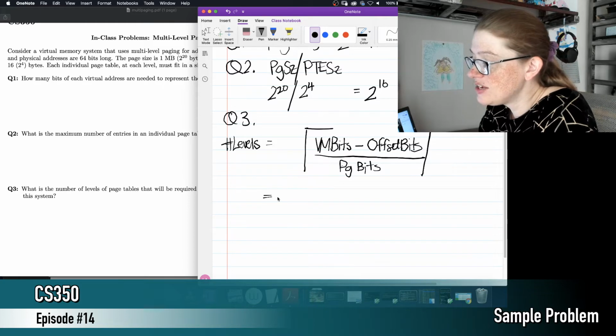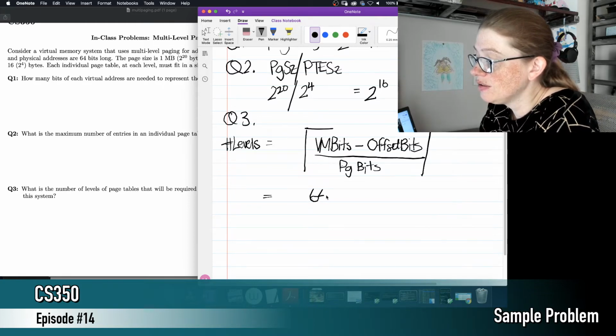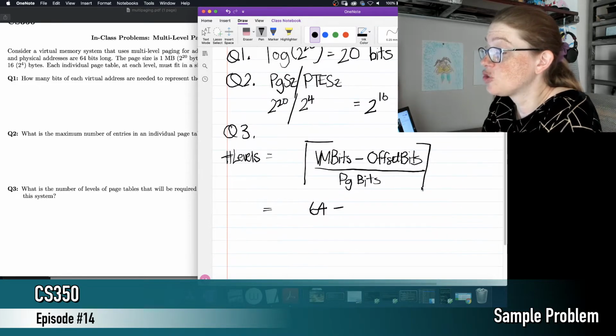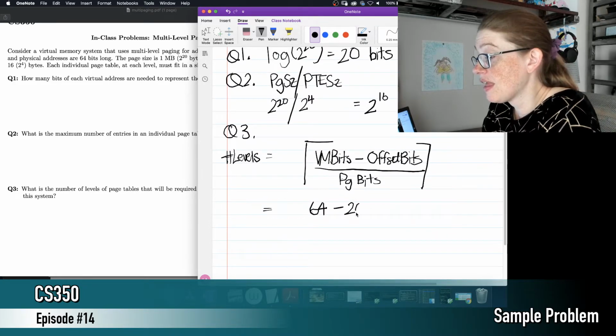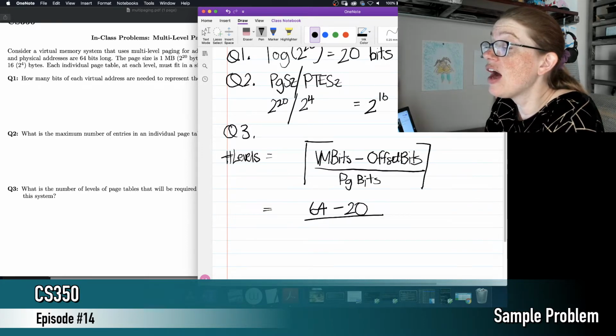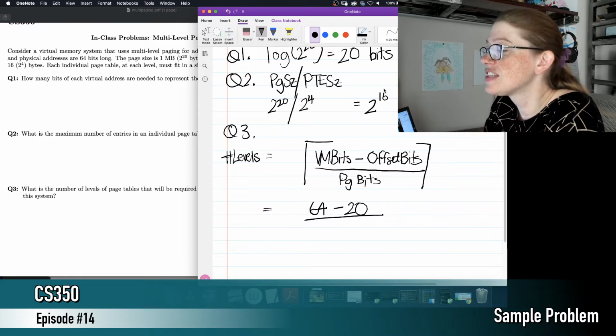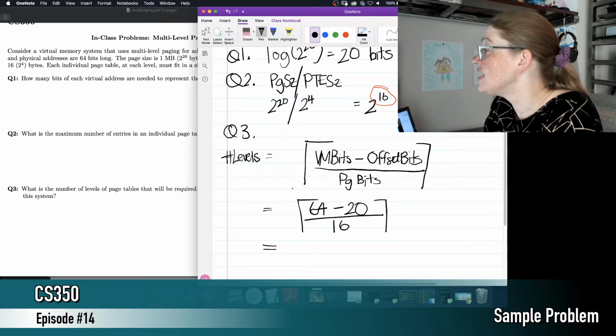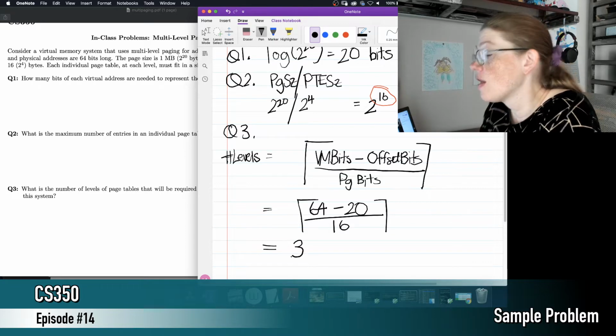So we've got 64 minus the number of bits we needed for our offset, which was 20. And the number of bits that we need for our page number is the log of the number of entries that fit on the page. So that's going to be, of course, 16. So we have 64 minus 20 divided by 16, and we're going to take the ceiling of that. And the answer that you should get out of this is we need 3 levels.